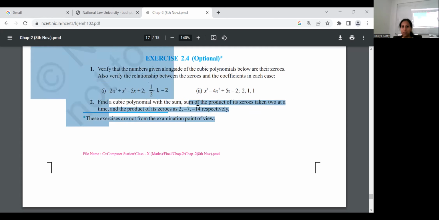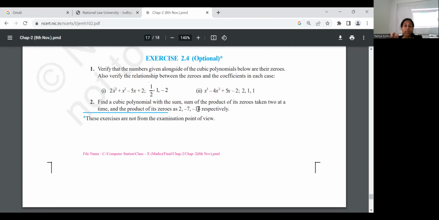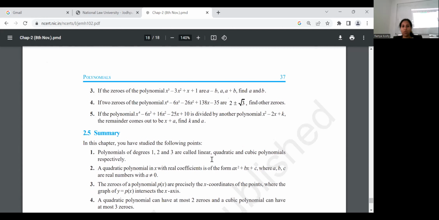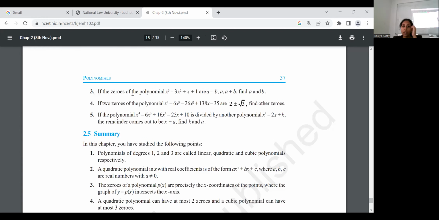Next one, out of syllabus. The second question. Because for that you need to know the relationship, where they're talking about sum of zeros, sum of product of zeros for a cubic polynomial. It's not in portions. Okay. Third one, if zeros of the polynomial are a minus b, a and a plus b, find a and b.